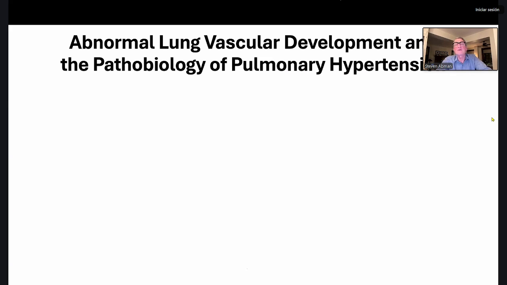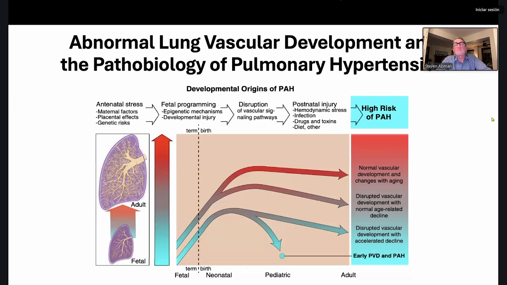So an extreme example, but we really have to learn more about the developmental factors, the intrauterine programming and antenatal stresses that may cause problems in the transition. But they may also set the stage that you don't grow as well, and that secondary injury or just over time, you're at risk for adult onset of pulmonary hypertension more broadly.